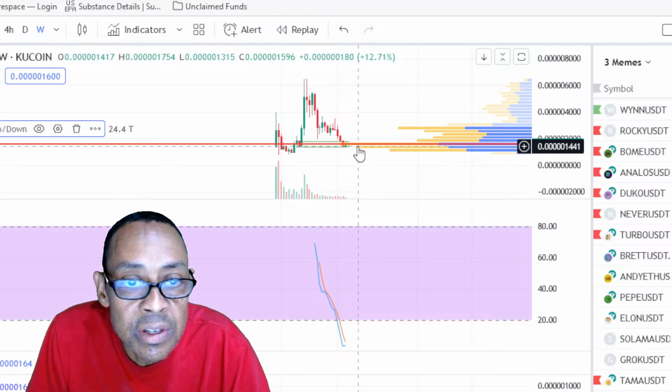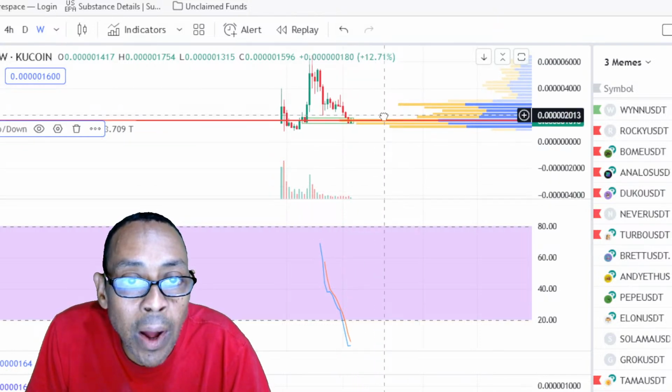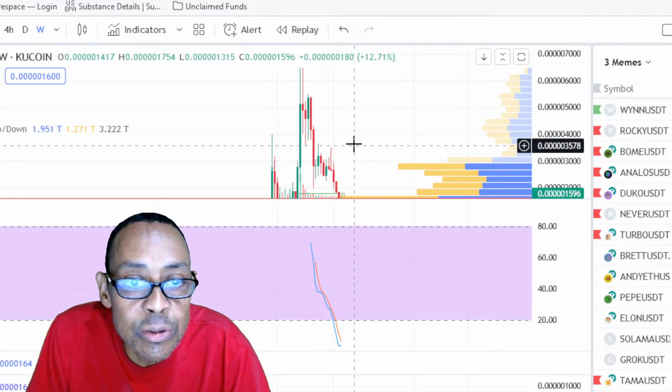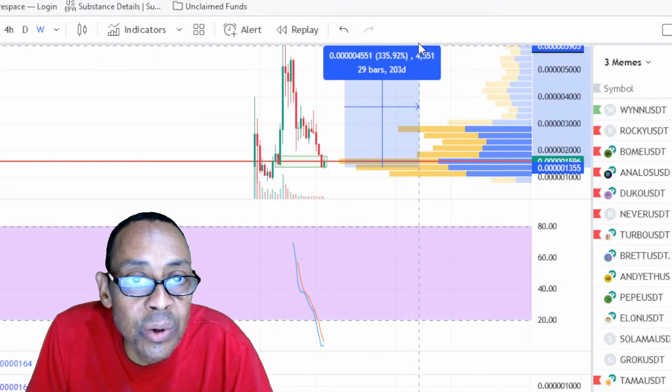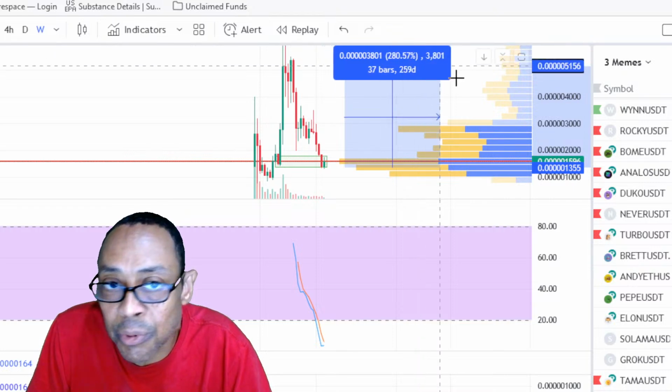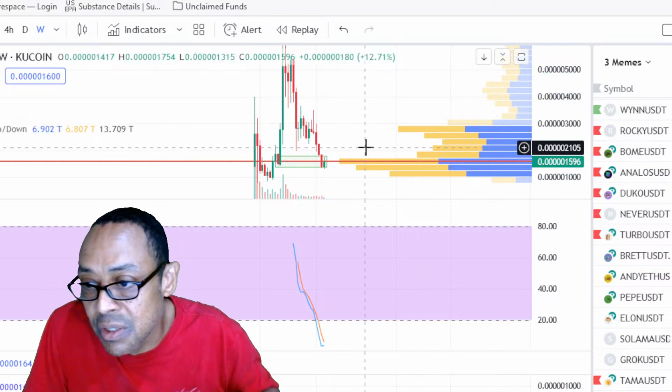Here we go. Let's click. Why is that not working? Let's zoom this up a little bit and try one more time. There we go. So you're still only looking at like 350%. I like the 100x ones.